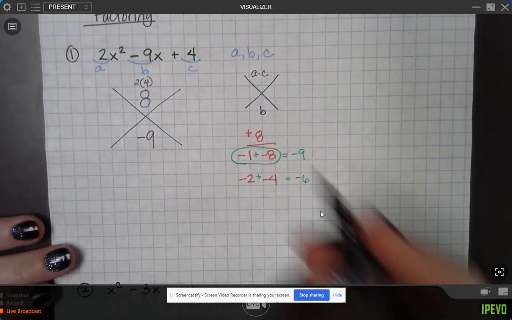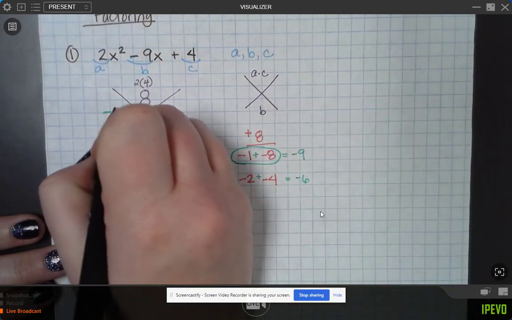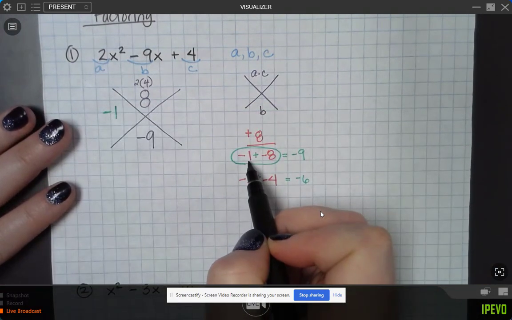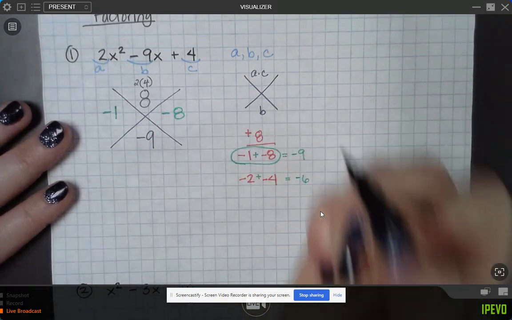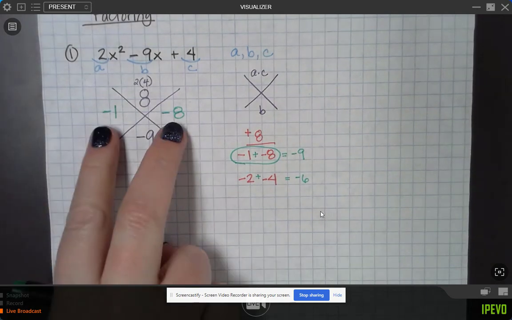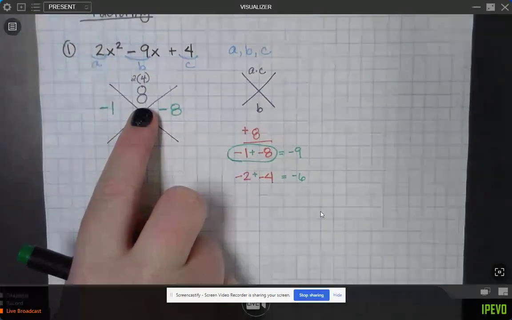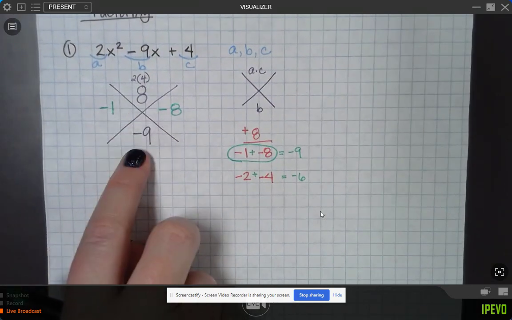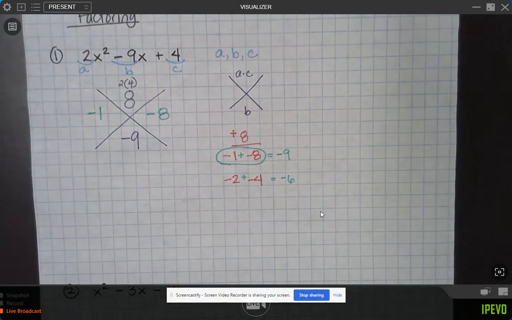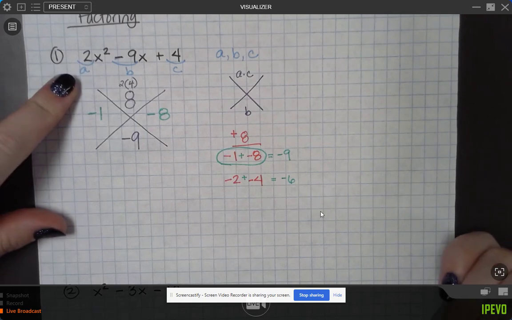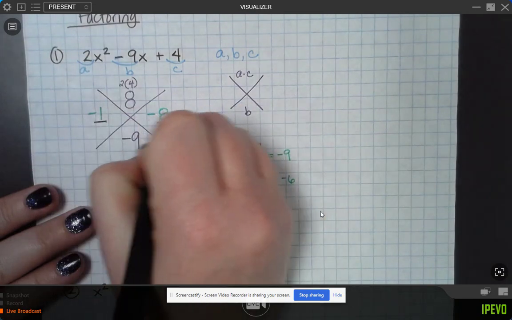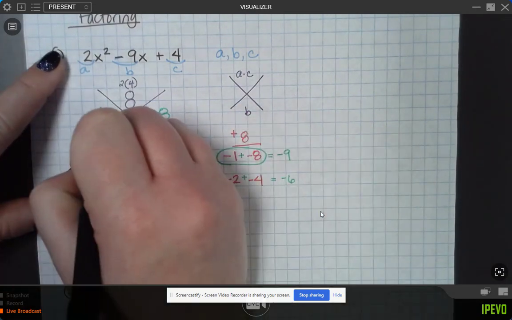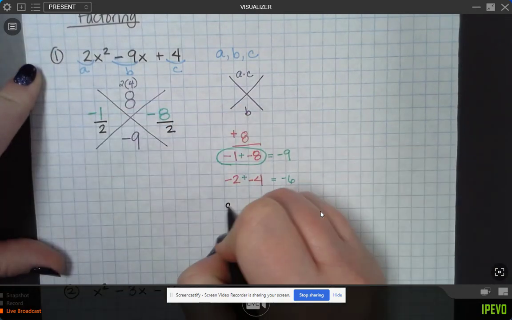So what I'm going to do is put a -1 on the left, because that represents one of my factors, and -8 on the right. Multiplying these numbers gives me a positive 8. Adding these numbers gives me a -9. The last step I need to do is deal with the fact that I have A equals 2. So I'm going to be dividing both of my factors by A, which is the number 2.